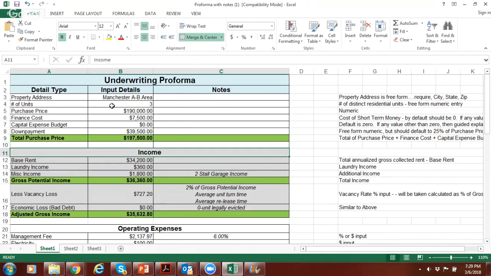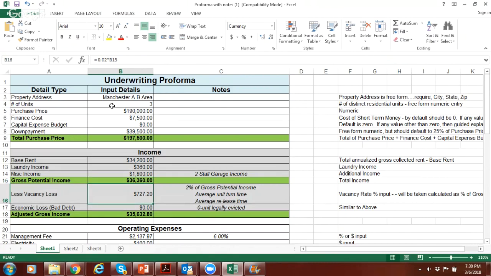Our income here is the second section of the pro forma. Your base rent is your total rent, so the total number of rents that are projected to come in. So it's essentially a review of the leases of this building. In this case, you would be reviewing 3 leases, making sure that those are the rents that are projected to come in, and any other income, such as laundry income, if the building has that. If there are storage spaces and garages, you could add that income. And so you have a gross potential income of 36,360.